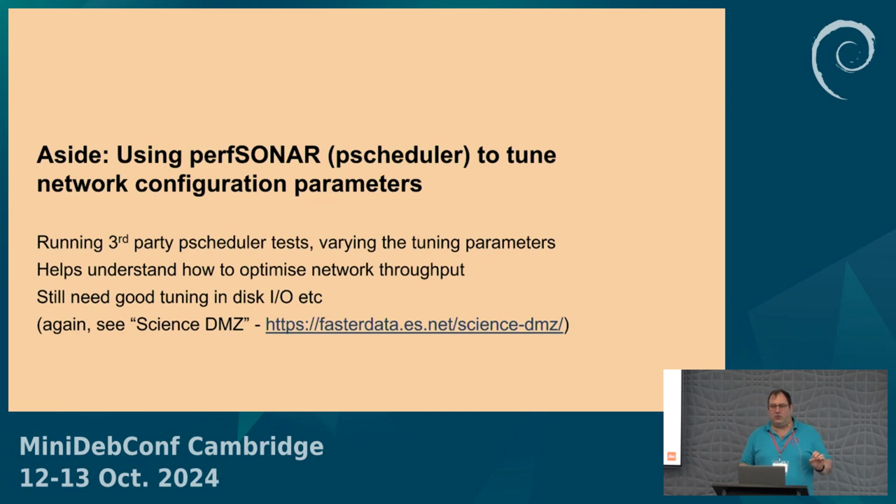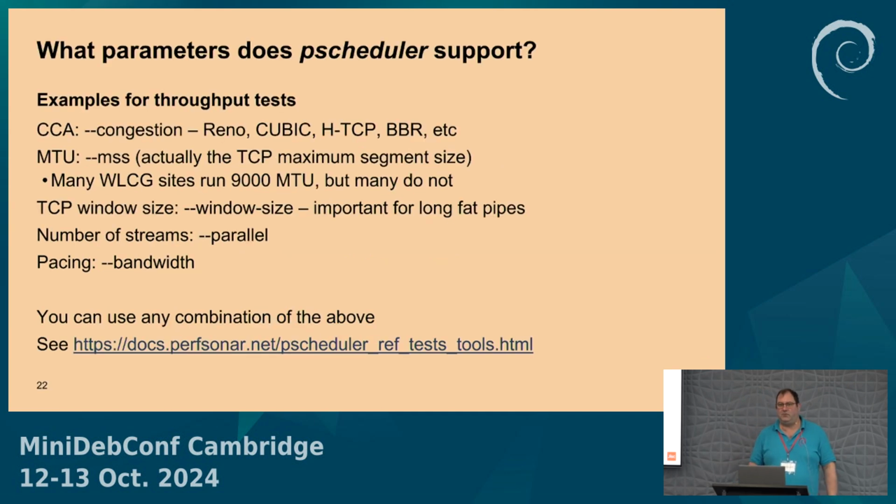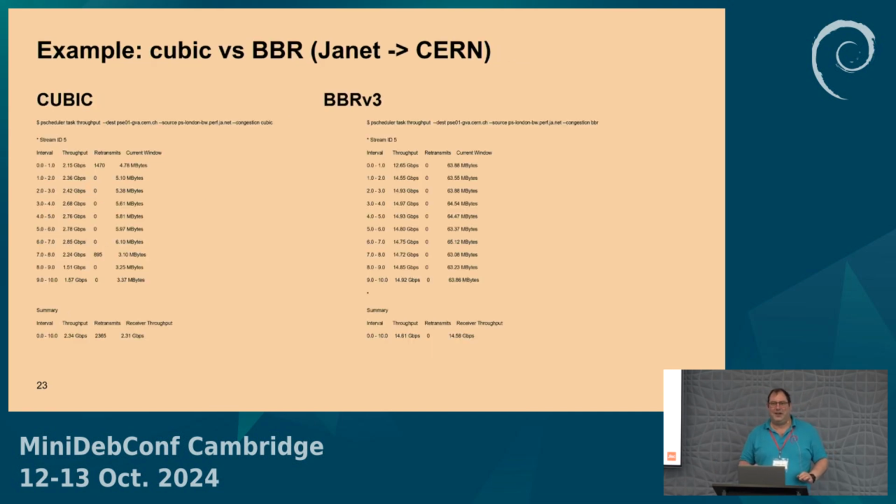So the other thing we're using perfSONAR for is to check the network parameter tuning, so we can advise people on what the best network parameter tuning is. So things like congestion control algorithms. We've been doing some tests on BBR3 and tests on MTU. The Janet network, like most other NREN networks, is capable of supporting an MTU of 9,000. And there's a lot of discussion about whether it makes any difference or not. And we've done some tests on that.